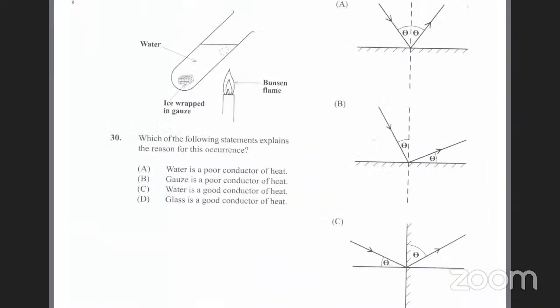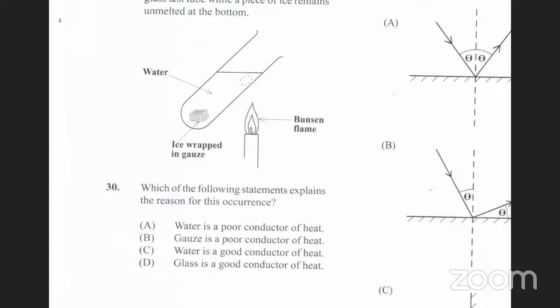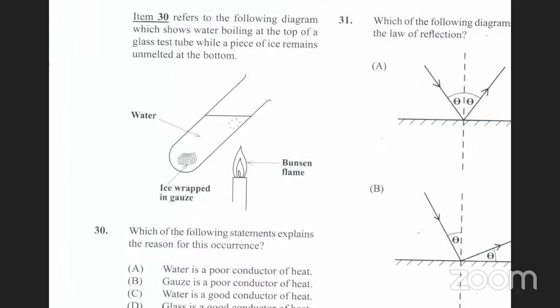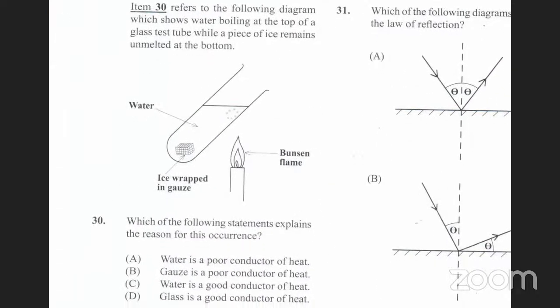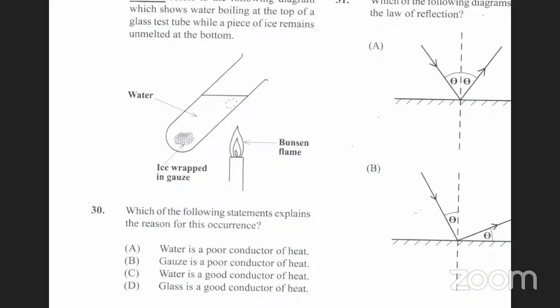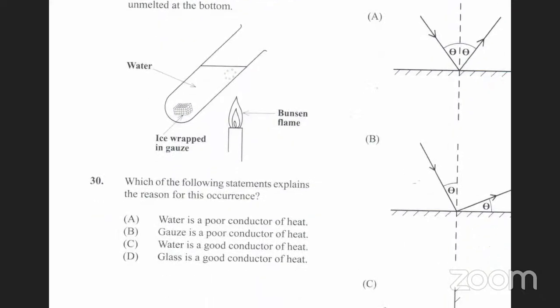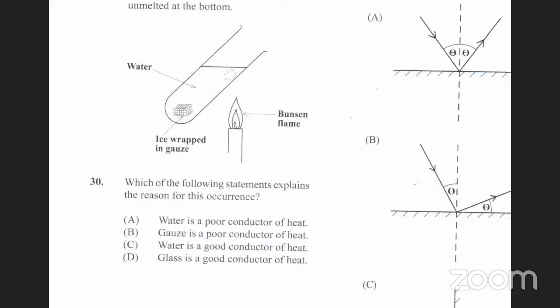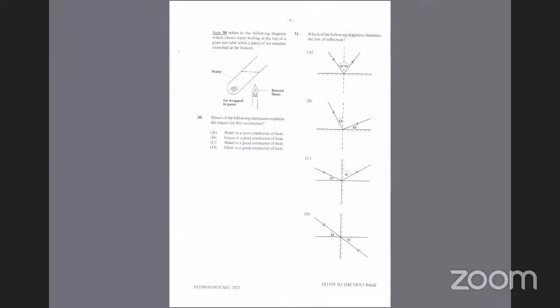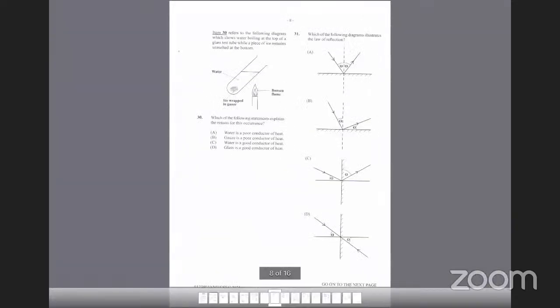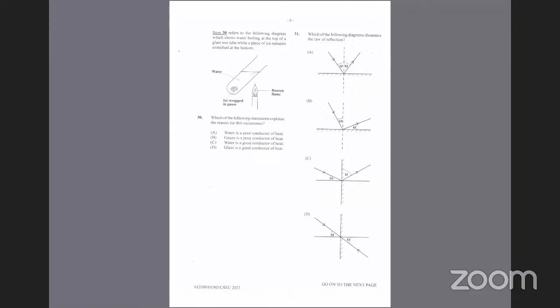Look at here. Right. This is the one wrapped in gauze. Remember, gauze doesn't have to be metallic. So this was one way you could have said that the gauze was a poor conductor. Right, but I think they changed it to the one that we saw recently. So it'll all be that.